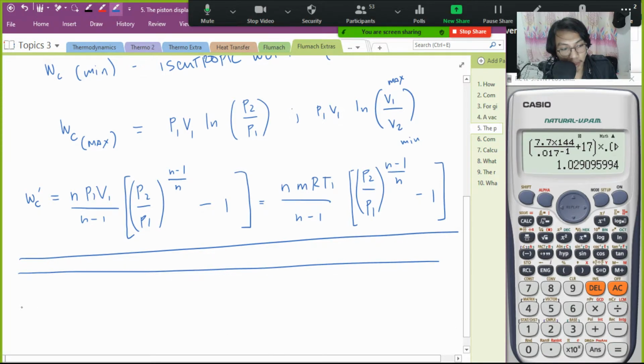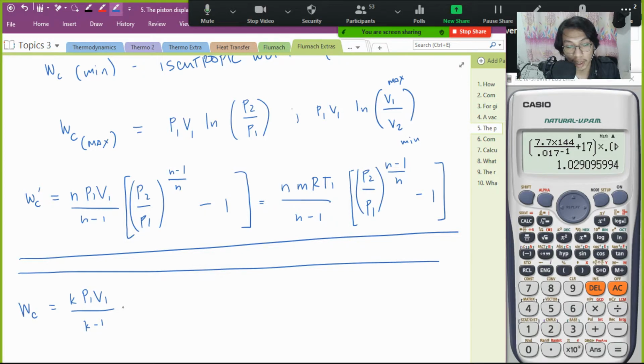How about naman yung isentropic? Oh, isentropic work ng iyong compressor. Palitan mo lang lahat ng N dyan ng K. O di K, P1, V1 over K minus 1. Sir, bakit po nagiging negative yung work ng compressor? Kasi nga, the work is done on the system. Okay? Ikaw yung gumawa ng work, hindi ikaw yung ginawa ng work. Kaya, pwedeng negative yung maging sagot dyan.